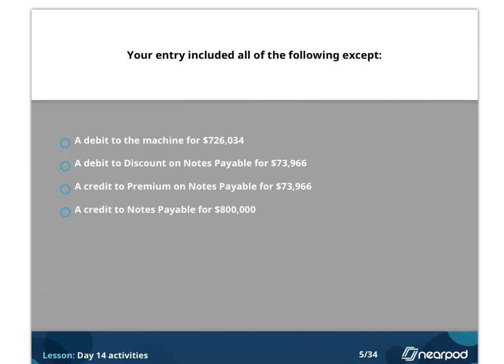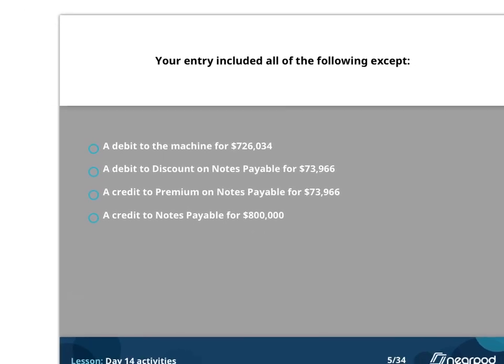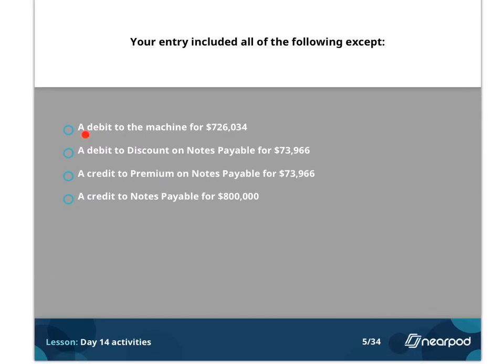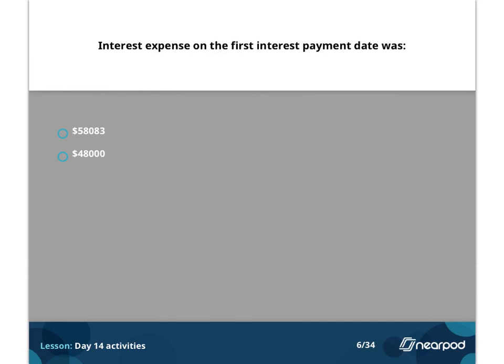I may have said 74,9966 instead of 73, but you guys do the math and fix me on that. Well, you would not have had this debit. We didn't debit the discount on that one. And the interest expense was this amount, 58,083.